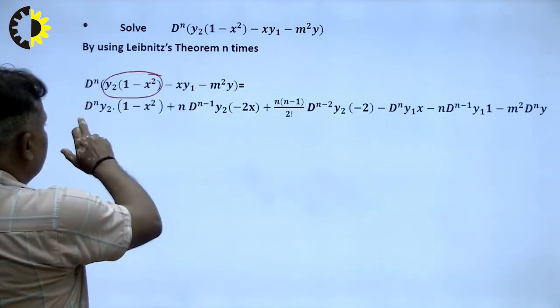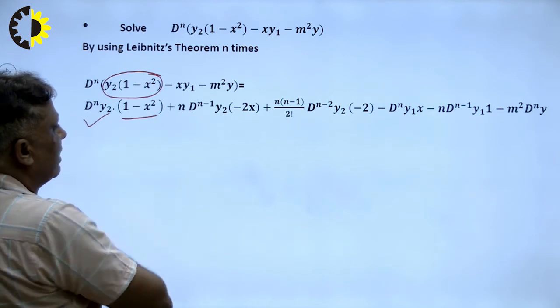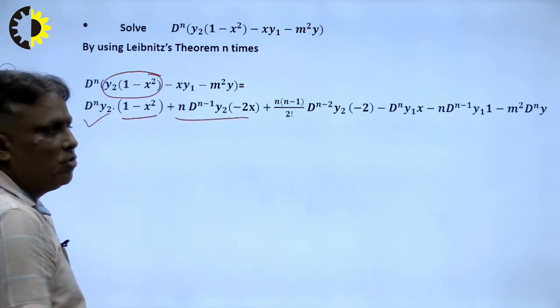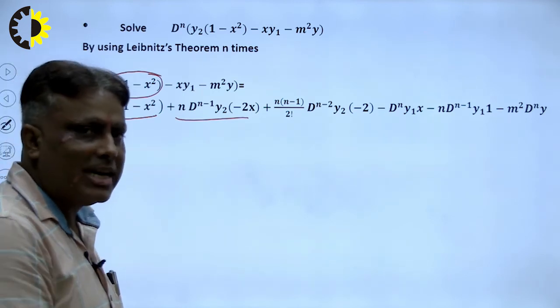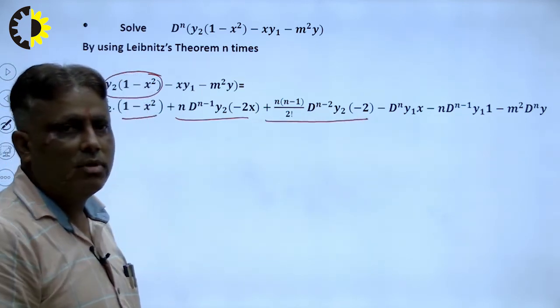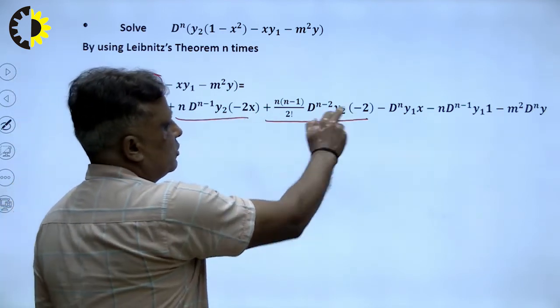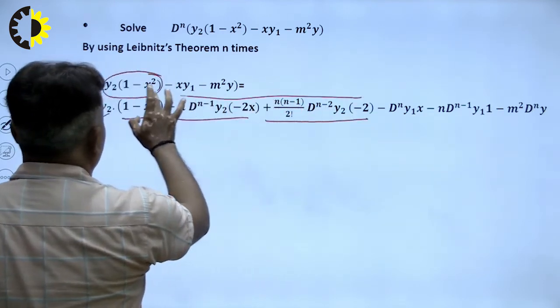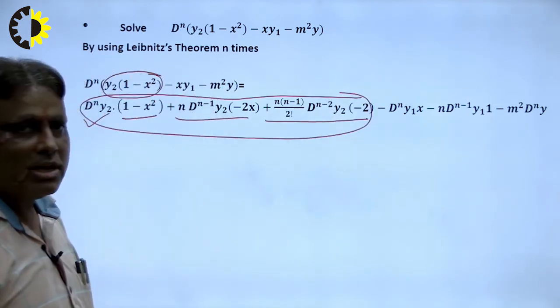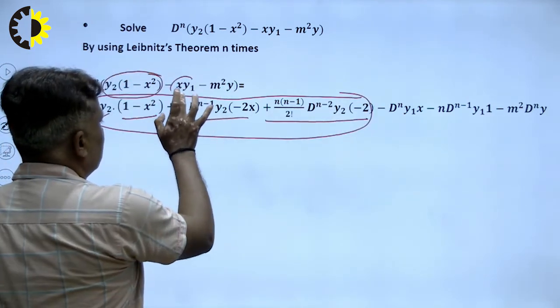So I write here d^n of y2 (1 minus x^2), v as it is, right? And d^n of y2 times the differentiation of 1 minus x^2, minus 2x, I write here, right? In the same way, the differentiation of minus 2x is again minus 2 here. So this term is complete till now. This is the first term. Now I want to apply the Leibniz theorem in these terms. So how to apply?